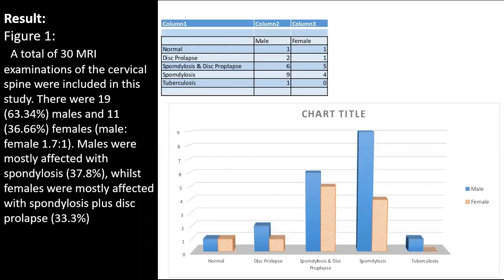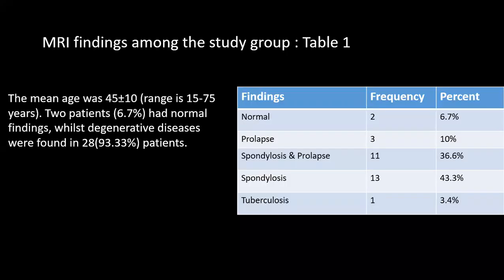Then the results: a total of 30 MRI examinations of the cervical spine were included in the study. There were 19 males and 11 females. Males were most affected with spondylosis, while the females were most affected with spondylosis plus disc prolapse, as shown in figure 1 and graph 1. The MRI findings among the study group are in table 1.